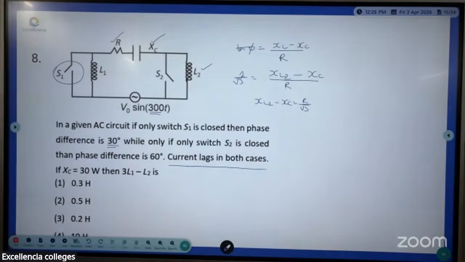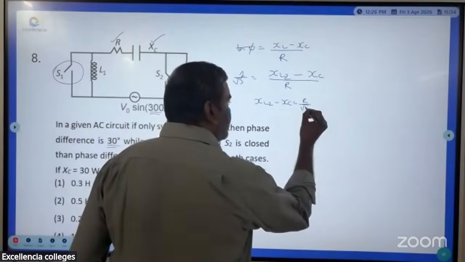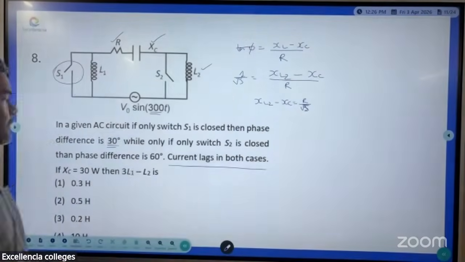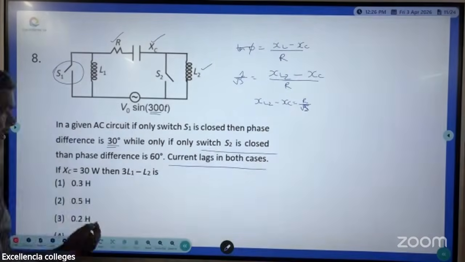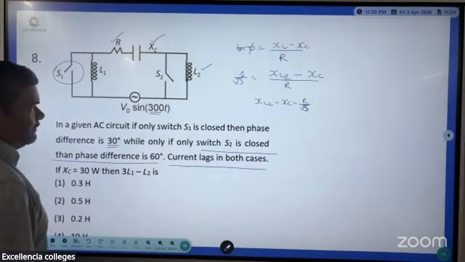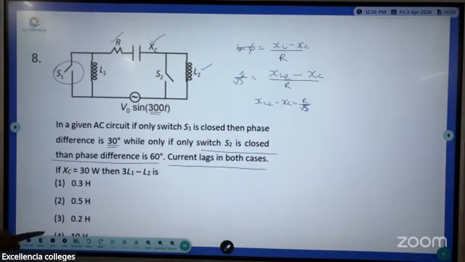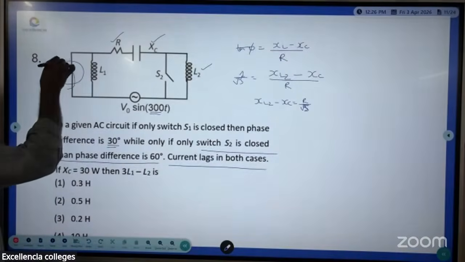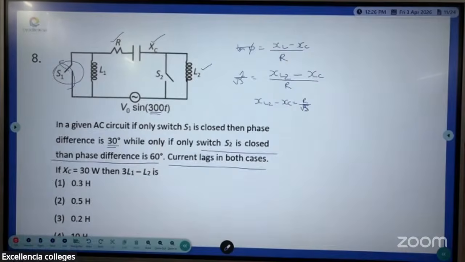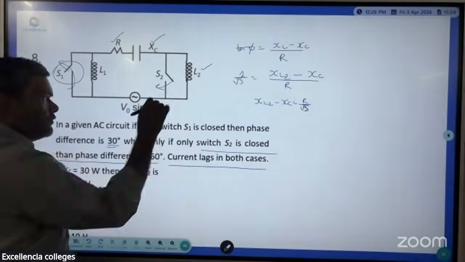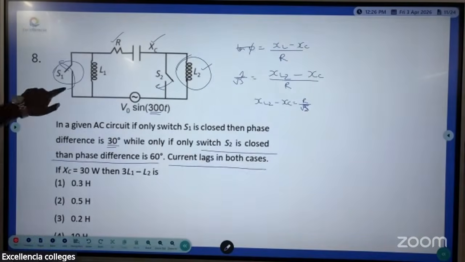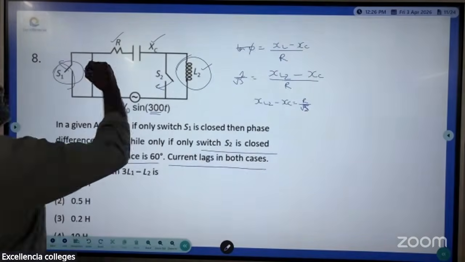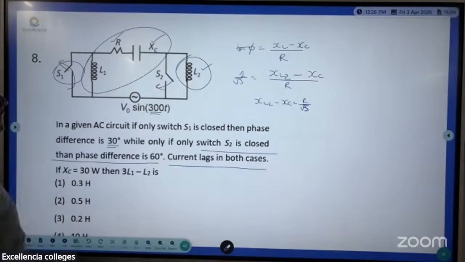ठीक है, तो ये एक relation आ गया. XL2 minus XC is equals to R by root 3. The second thing which we see here, again we are closing switch: if S2 is closed, then the phase difference is 60 degrees. So अब only S2 is closed, means इसको open कर दिया. We opened it, and this is closed. So this one gets short circuited, right? This is in the picture. So now the new LCR circuit will have these three into picture.